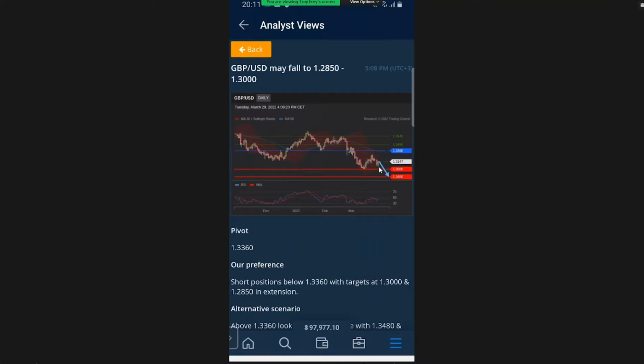And the take profits are the red lines here, the suggested take profits. So you see our preference. By our, I mean Trading Central, the analysts at Trading Central. The preference is short positions, which means sell, as long as the price is still below 1.3360, that's this resistance level. As long as it's still below there, they're saying you can sell with take profits at suggested prices of 1.30 and 1.2850. That's these two levels here.